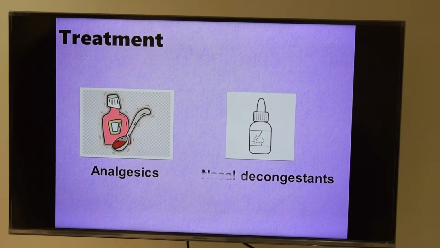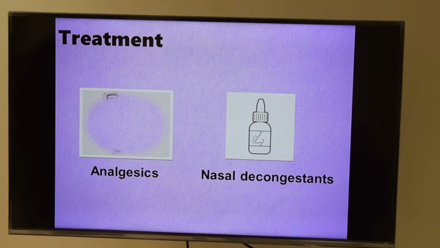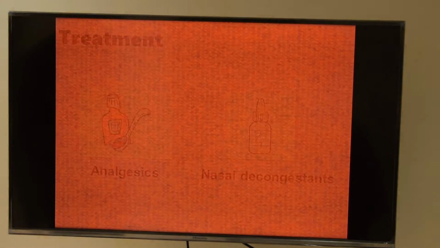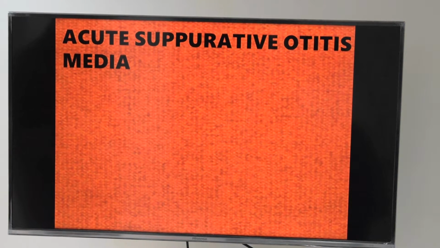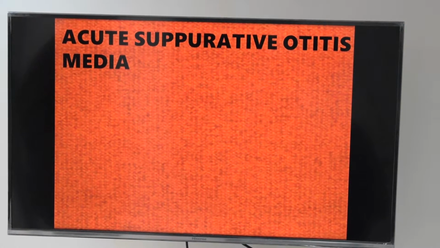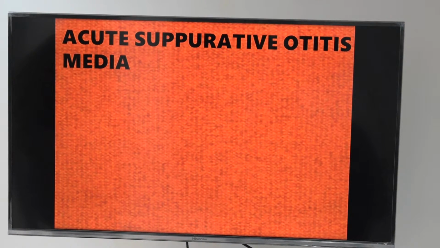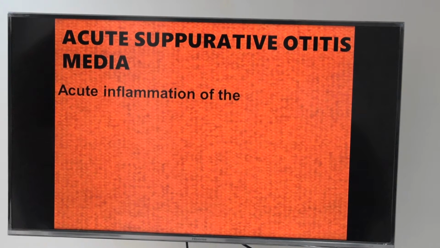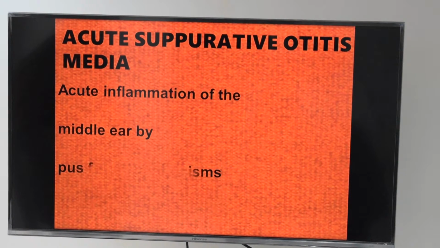Now coming to the next topic, that is acute suppurative otitis media. As I have already mentioned, here it means there is infection of the middle ear cavity. Instead of a virus, there is a bacteria here and it results in the formation of pus. That is acute suppurative otitis media.